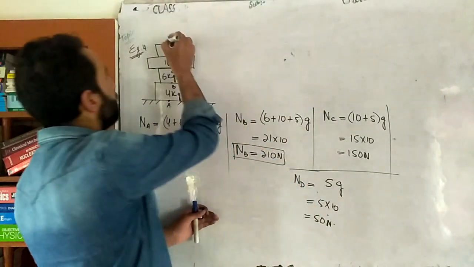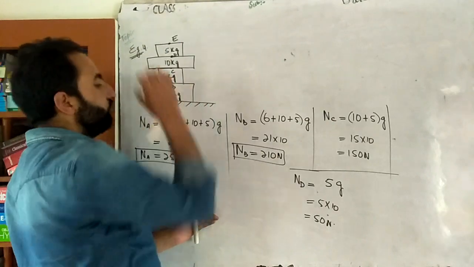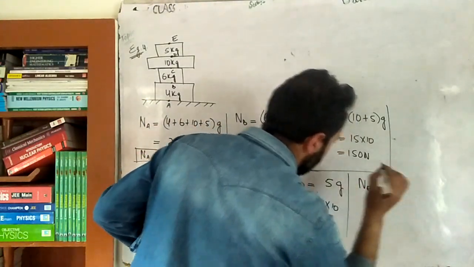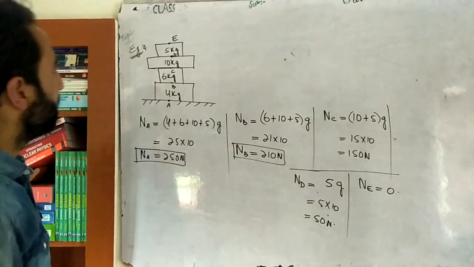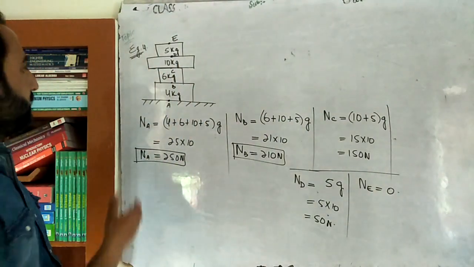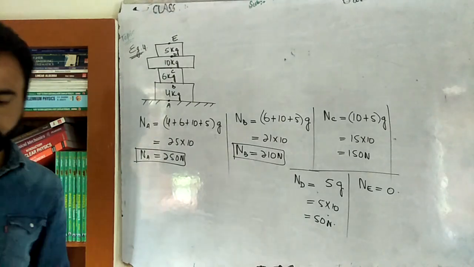Okay. Now suppose that there is one more point like this point E. You want to calculate the normal reaction at the point E. It's obviously equal to 0 because there's no mass above. So obviously the normal reaction at this point must be equal to 0. Okay, so pause the screen, write it down.